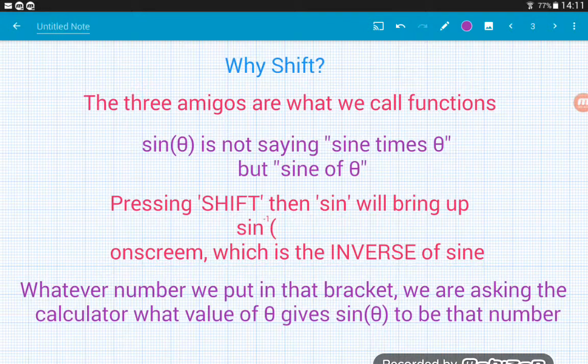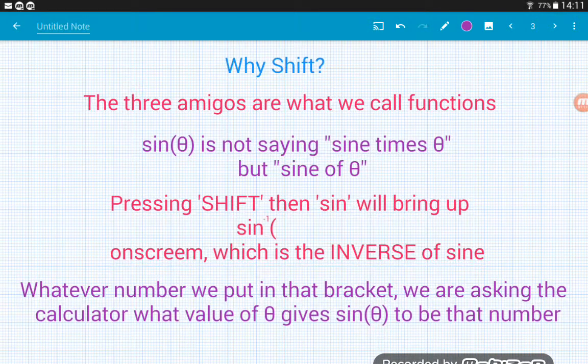Now, when we come across sine theta, that does not mean sine times theta, it means sine of theta. So all three of the trig functions are actually quite messy and quite scary looking. What's going on is that theta is some number that's being plugged into these quite complicated functions. But you don't need to worry about that, your calculator takes care of all of that.